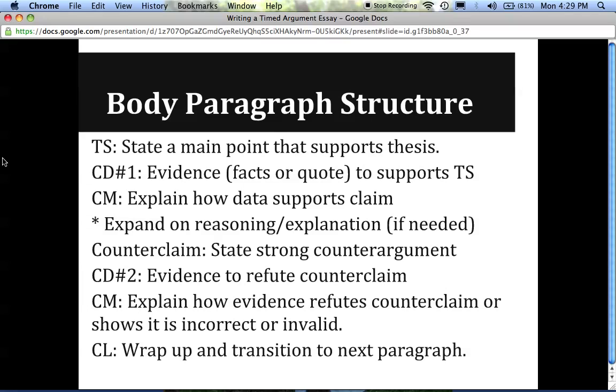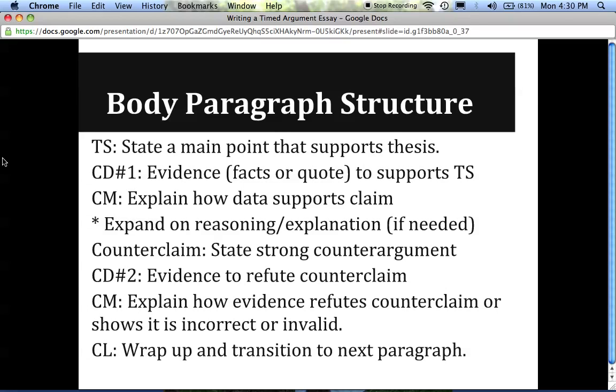This is the point you plan to expand and develop in this body paragraph. Then you follow it with your first piece of evidence. Now in a timed piece, this may just be a fact or a statistic or a reference. It may not be a direct quote, and that's okay. And it's something that must support your topic sentence.